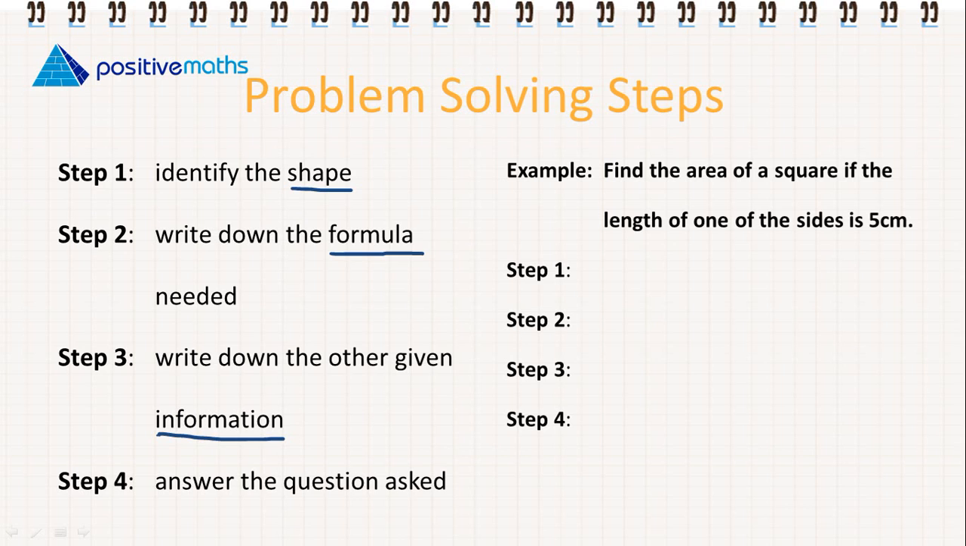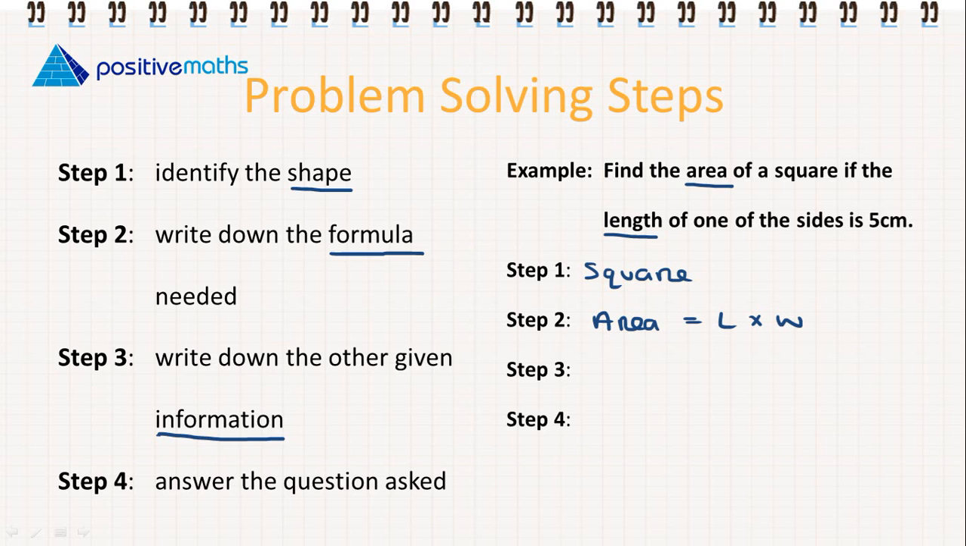So let's use an example. We need to find the area of a square if the length of one of the sides is 5 centimeters. So, step 1, we have identify our shape. It's a square. Step 2, write down the formula. The formula has to do with area and length. Okay, so we're going to write down our area is equal to length multiplied by width.